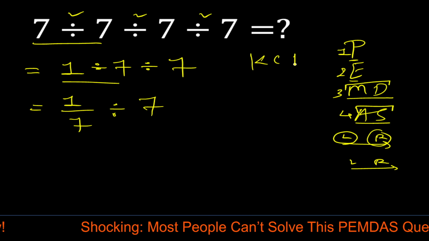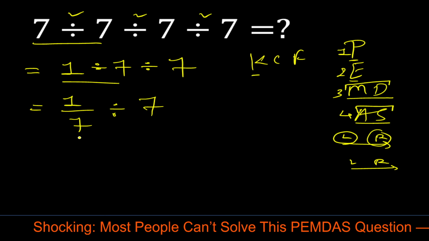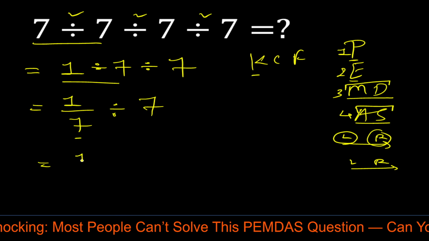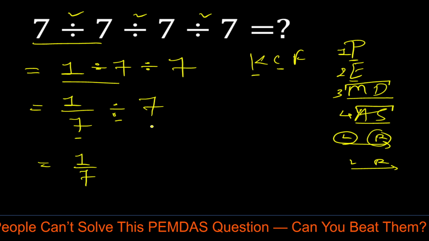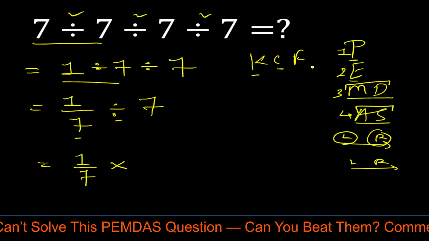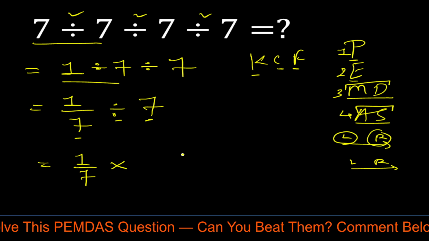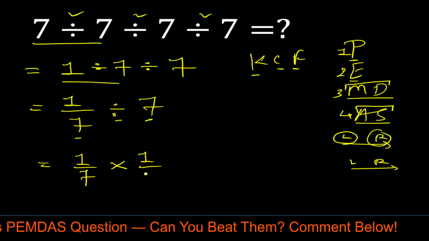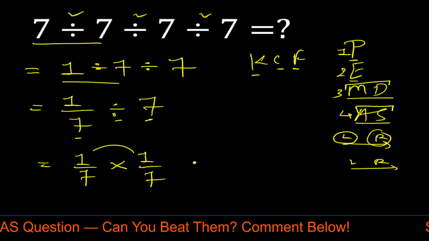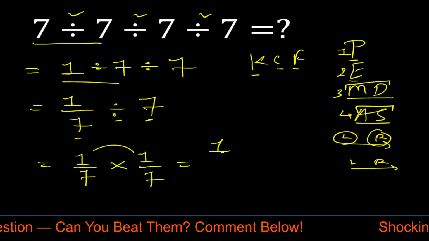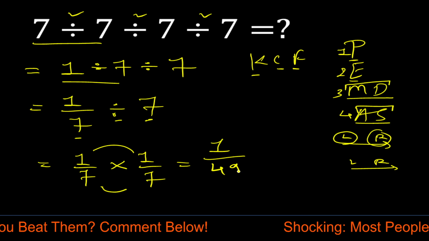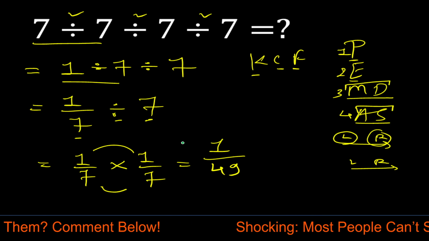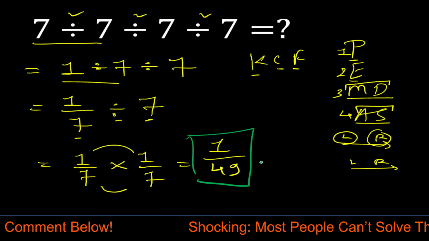Now according to the KCF rule, K means keep, skip this first fraction 1 upon 7 as it is the same. Then C means change this sign from division to multiplication. Then F means flip this 7, which is equal to 1 upon 7. Now 1 times 1, so 1 times 1 is equal to 1, right? And 7 times 7, so 7 times 7 is equal to 49. So the correct answer is 1 upon 49, right?